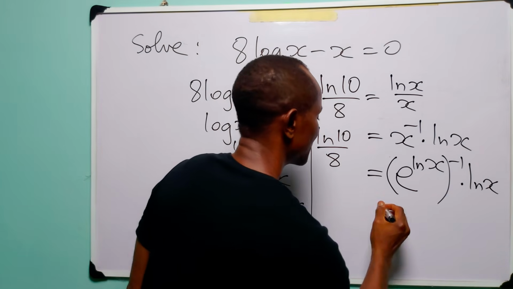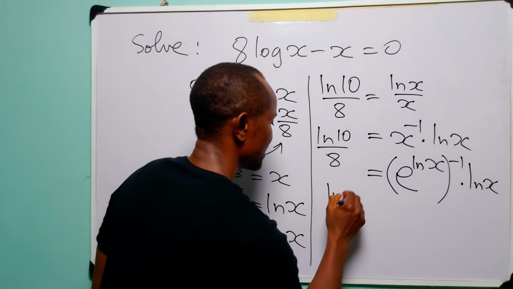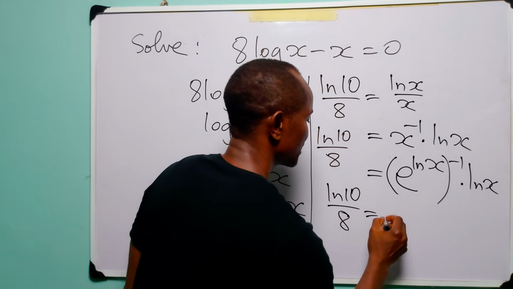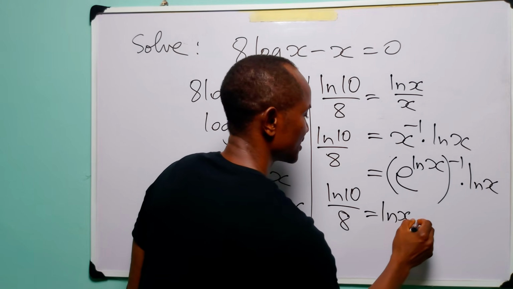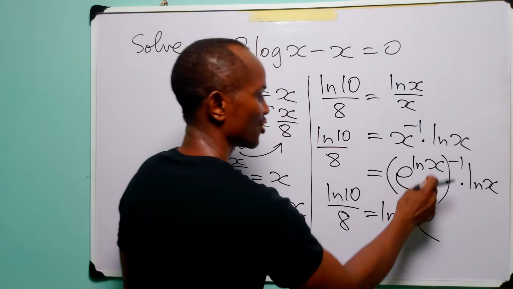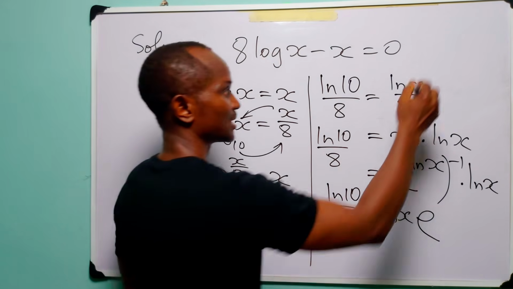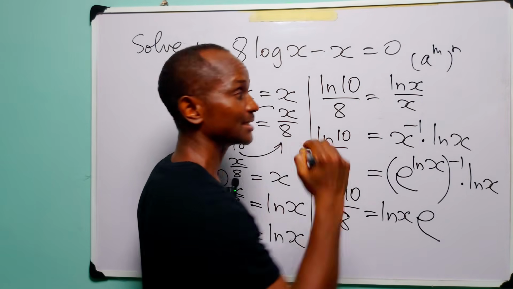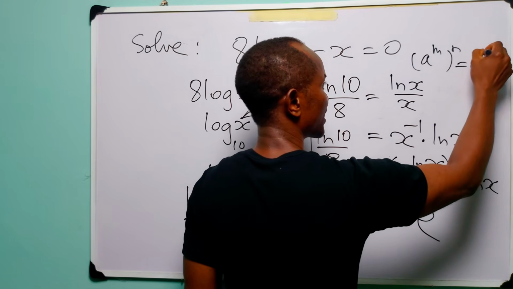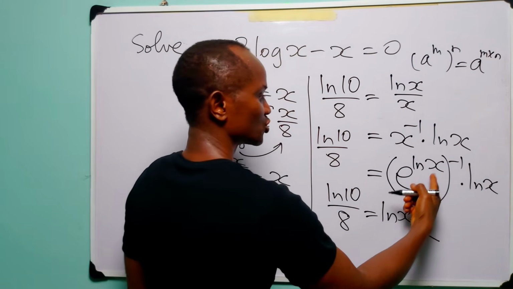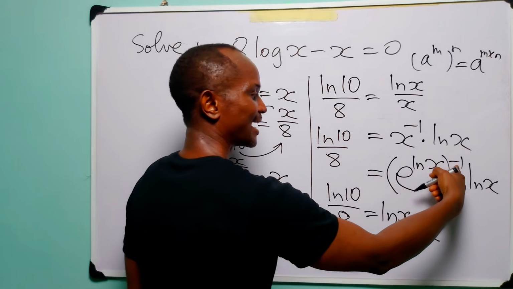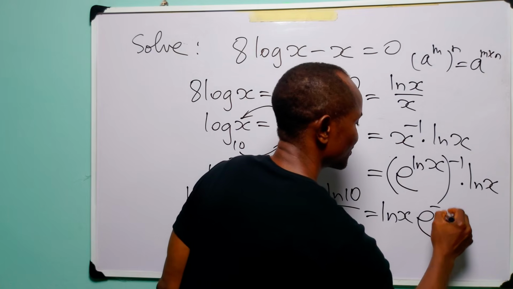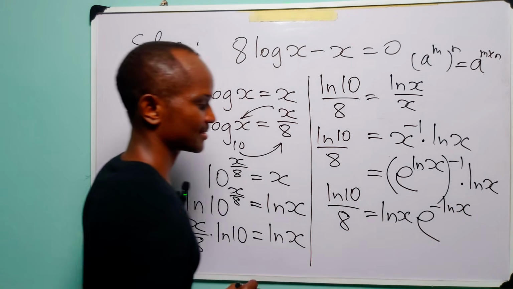So writing this in the proper form, we have that ln 10 divided by 8 is equal to ln x multiplied by e. Remember that when you have a raised to power m, all raised to power n, it's simply equal to a raised to power m times n. So to open this bracket, we multiply minus 1 by ln x. So we have e raised to power minus ln x.